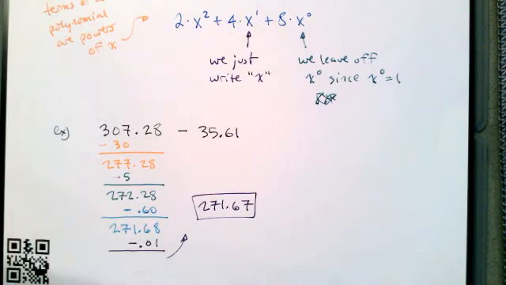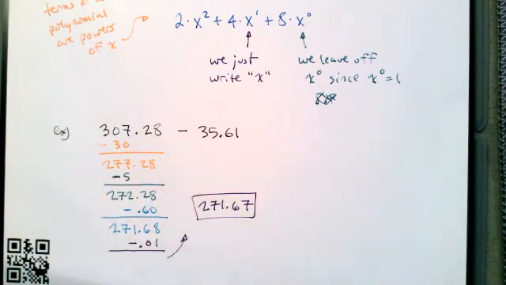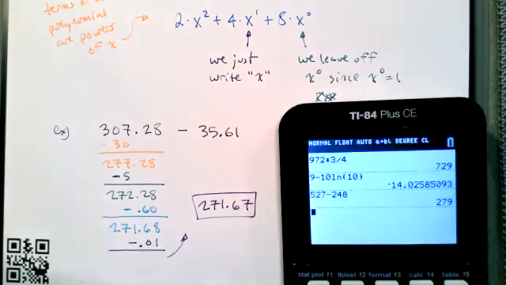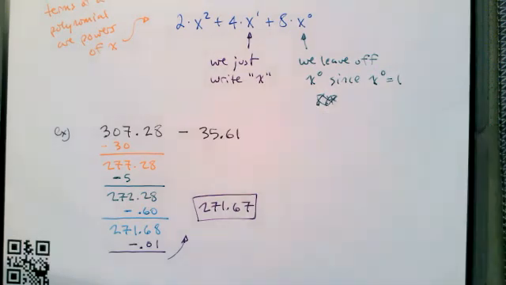So once again, this is not something that we would write out, because there are more compact ways to write this out. We're not doing this to be faster, because there are better ways to figure this out quickly. 307.28 minus 35.61. Oh, good, I got it right. Any questions?